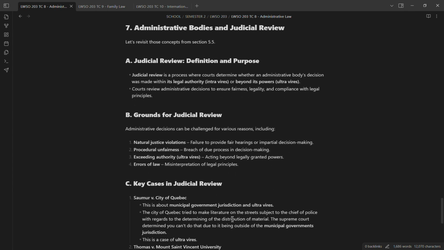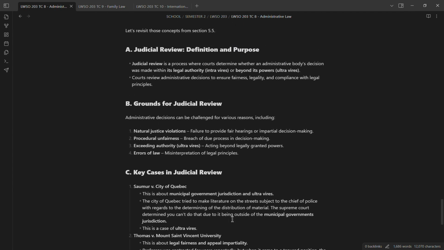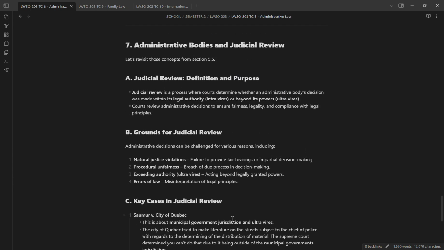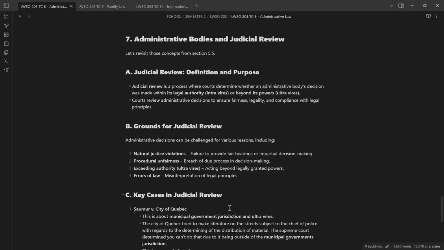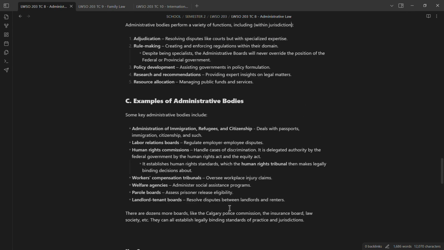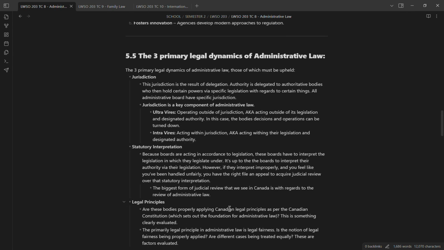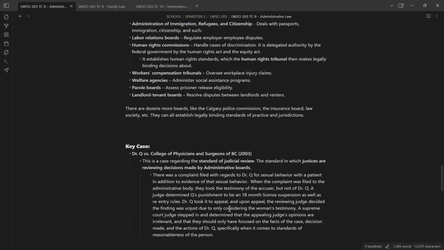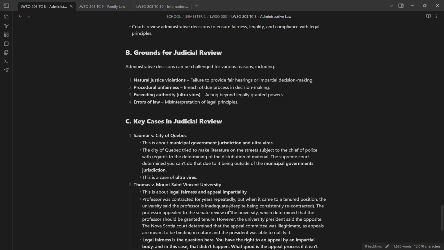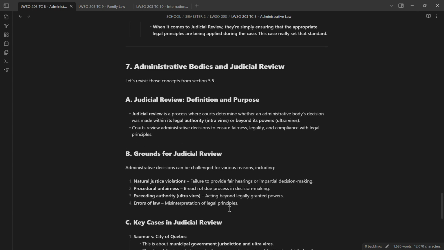Moving on to our last little section here. So we're revisiting basically all those different ideas that we talked about in section 5.5, right? With judicial review, grounds for that. When we were talking about jurisdiction, statutory interpretation, legal principles, and kind of their concepts, just a little bit.